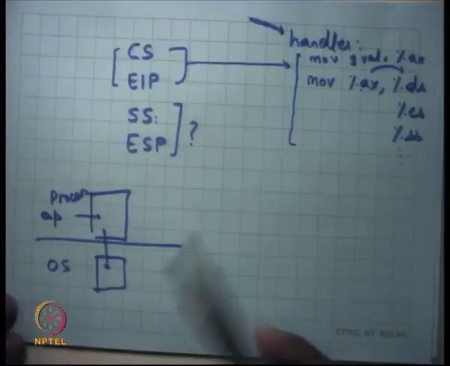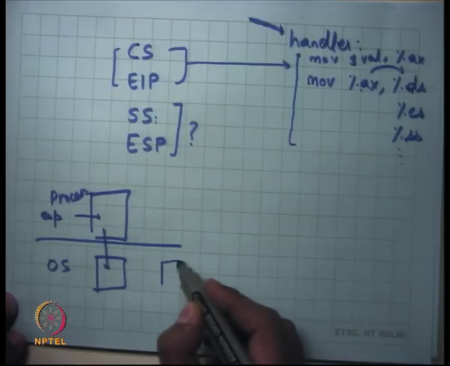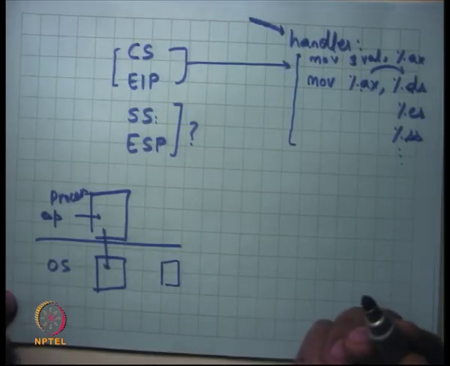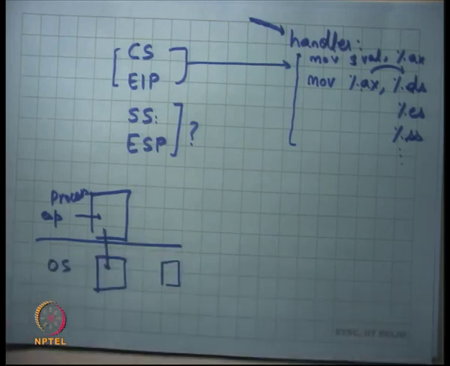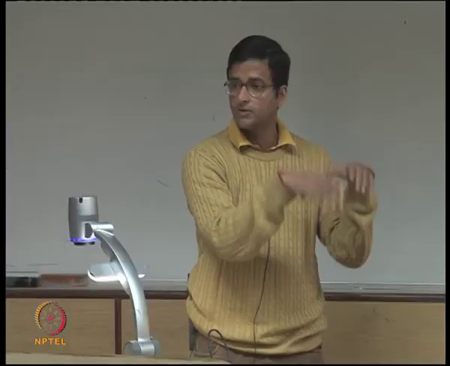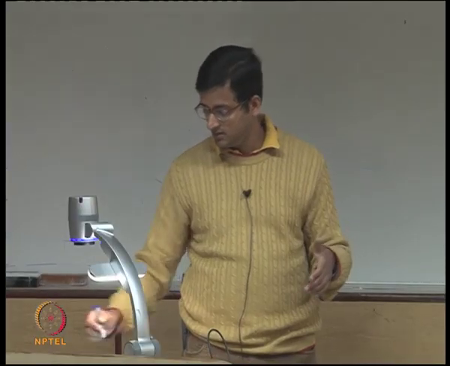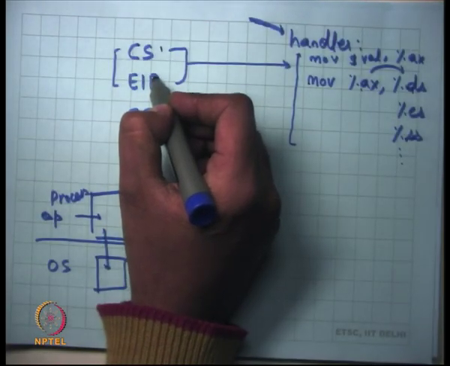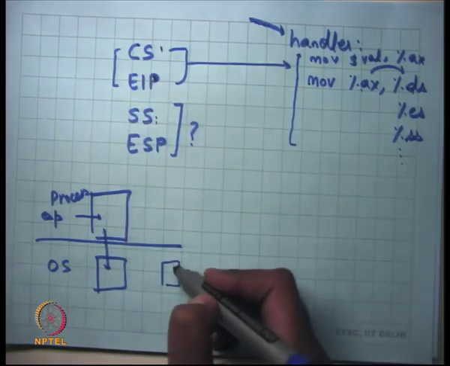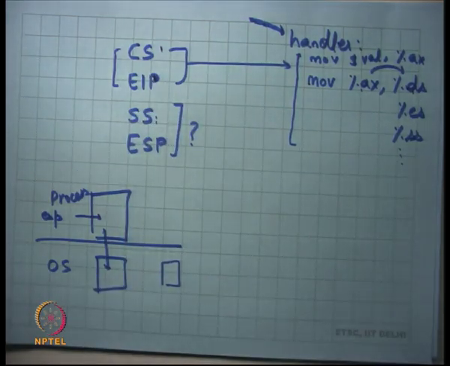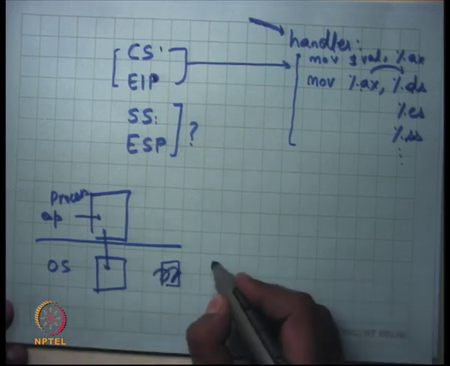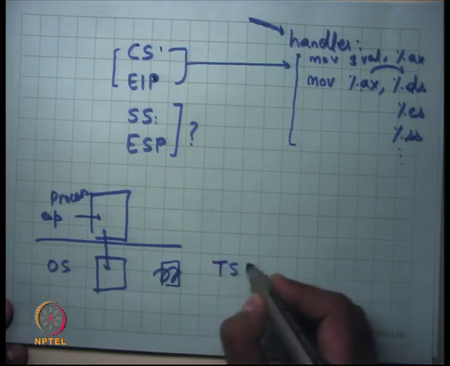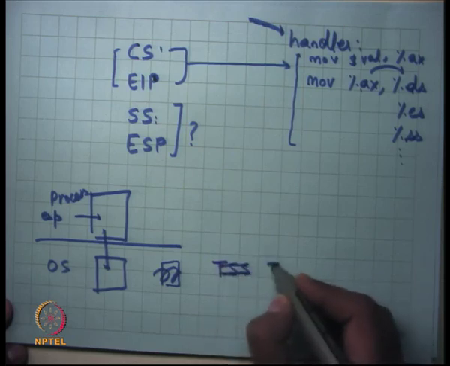So what the OS needs is, it probably needs a stack of its own, right? So it needs some space which is going to say, this is my space, and this is where I'm going to save these things before I execute, right? And that's where I'm going to restore things from when I execute. Okay. So the processor provides another data structure or hardware structure to do that, which is called the task state segment.